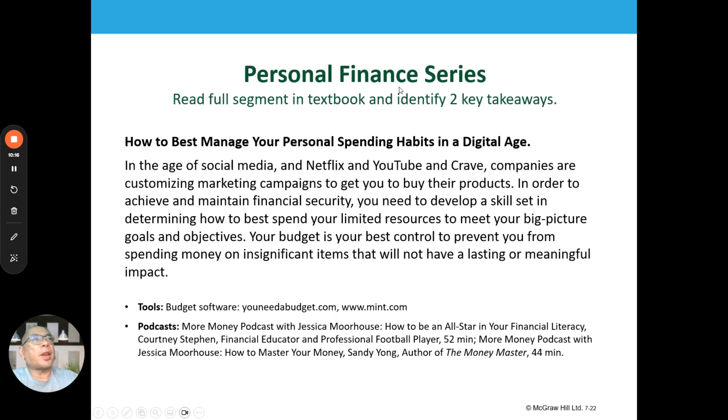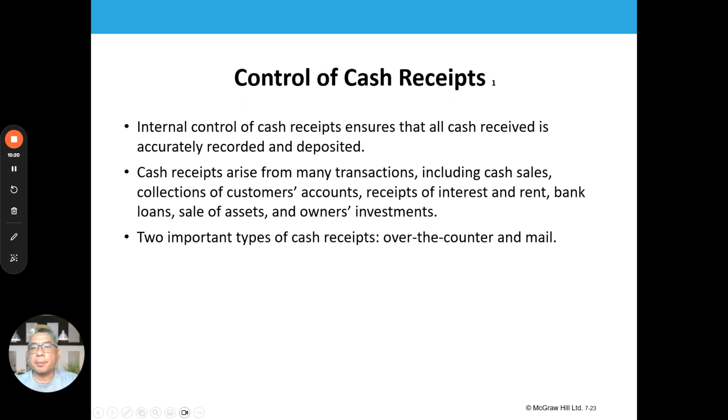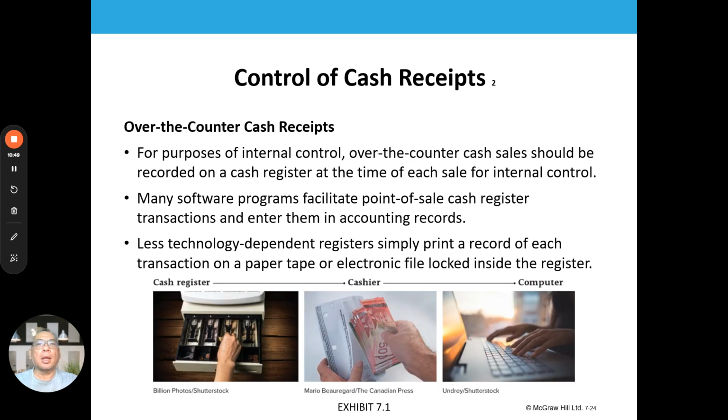Let's see, personal finance series. This is another textbook that I will pass this slide. Control of cash receipts. Internal control over receipts ensures that all cash receipts are accurately recorded and deposited. That is correct. When I was in the finance department in Royal Sun Lines, all the cash receipts that we received in terms of sales, customer accounts, interest and rent, bank assets, and owner's investment, we received every day and recorded it. The two important types of cash receipts will be over the counter and mail. Okay. Control of cash receipts.